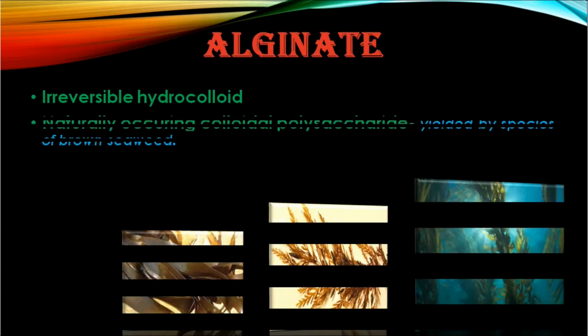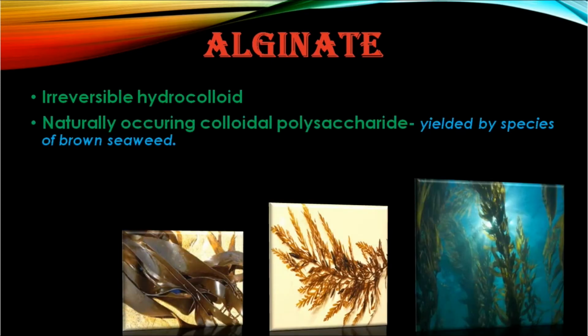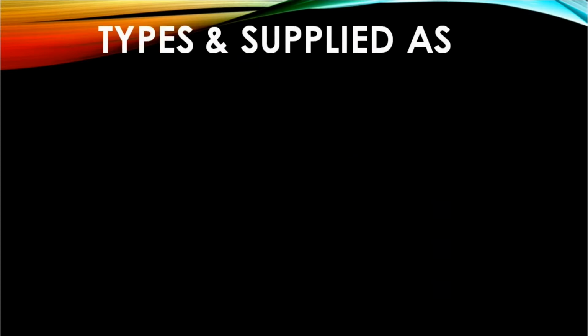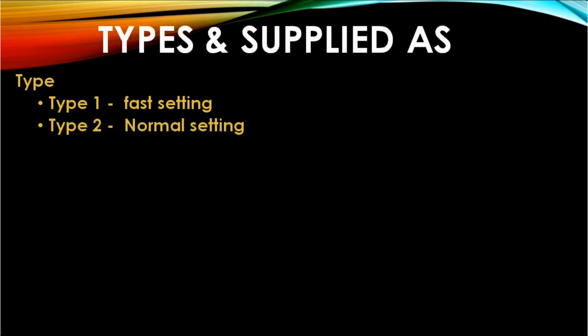Alginate, also called irreversible hydrocolloid, is a naturally occurring colloidal polysaccharide obtained from brown seaweed. Nowadays it is more popular than agar for dental impression and it is simple to use. It is of two types: type 1 fast setting, type 2 normal setting.